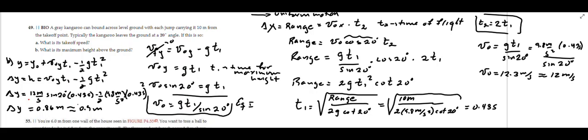So we found the takeoff speed. The takeoff speed was 12 meters per second, and the maximum height above the ground was 0.9 meters.